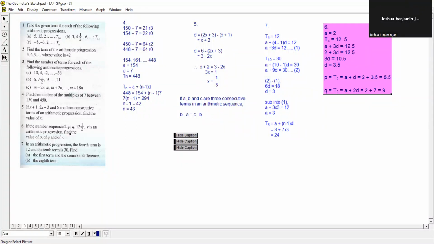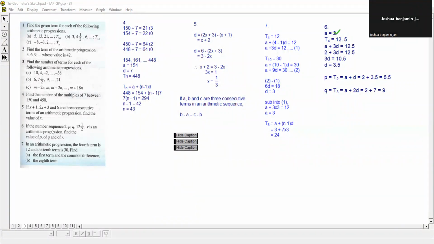Now, if you look at the sequence here, the first term is 2. So I write down here, first term is 2, right? Where is the tools? Let me see the tools. Okay, right here, this one, the tools. So the first term is 2. The first term is 2.